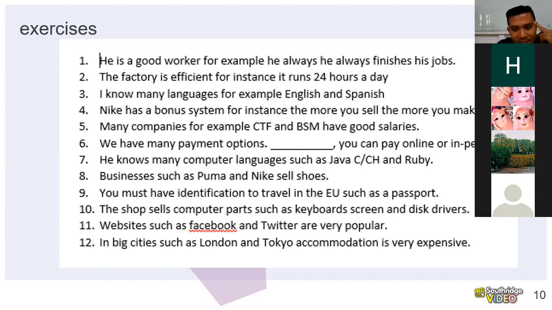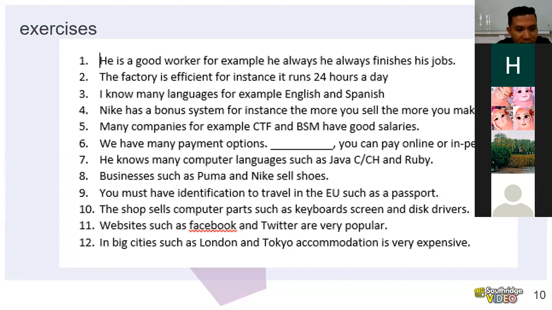Is it full stop? Full stop and such as a passport. Really? Comma, sir. Comma, full stop. Comma, sir. You must have identification to travel in the European Union, comma, such as a passport. Okay. Number 10. After such as enggak pakai koma ya.